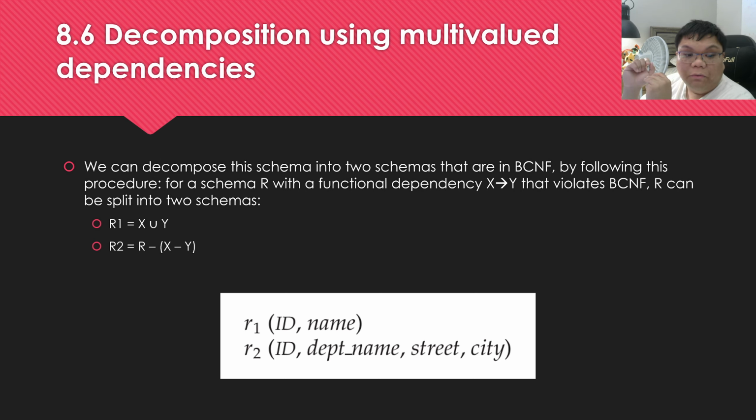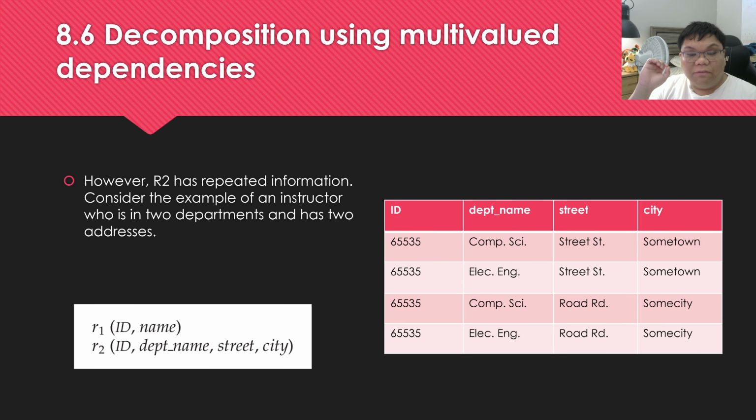But the problem is, we're still allowing instructors to have more than one address and be a part of more than one department. So consider the example of an instructor who is in more than one department and has more than one address. If we try to represent this instructor, we would have something that looks like this, where we have one instructor with two departments and two addresses, and we have to represent every possible combination of address and department.